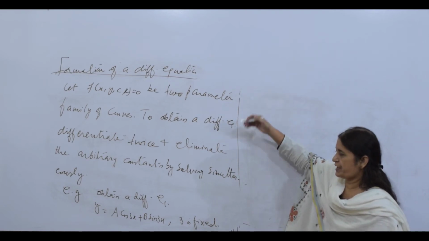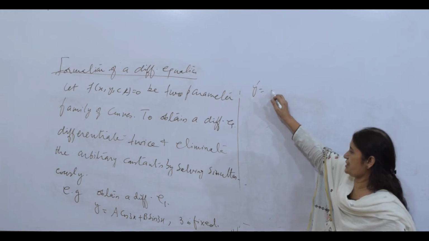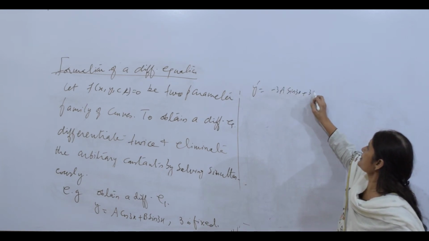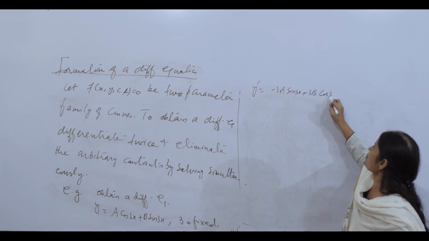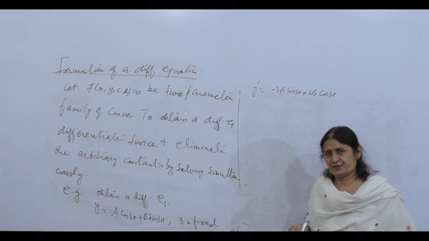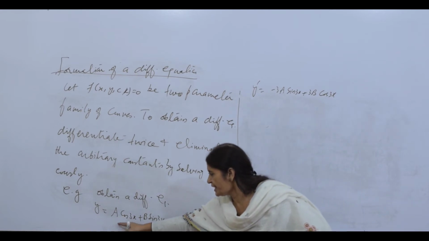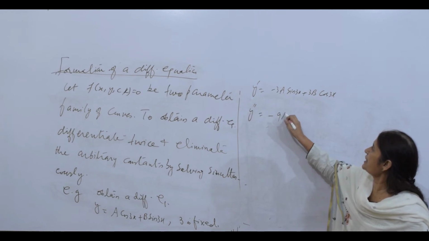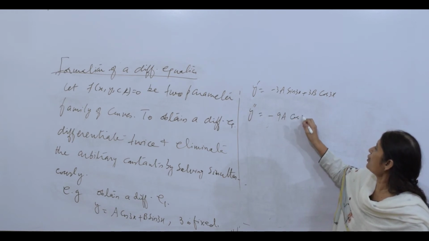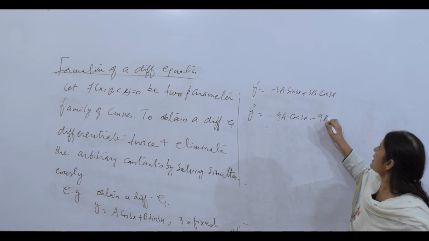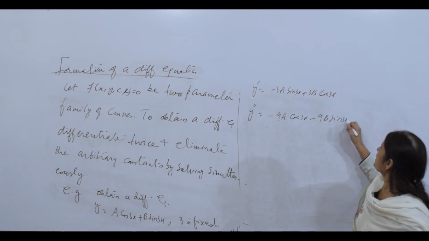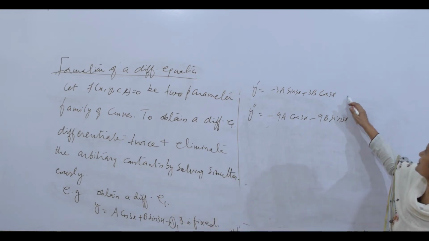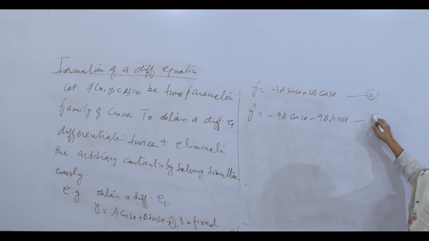So what we have, I have two constants, so I have to differentiate twice. Minus 3a sin 3x plus 3b cos 3x. This I have to differentiate the first time, and since a and b are two constants, I have to differentiate another time. Minus 9a cos 3x minus 9b sin 3x. Look at that. This is one equation, and this is second, and this is third.